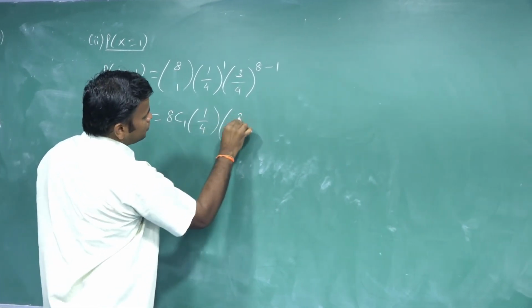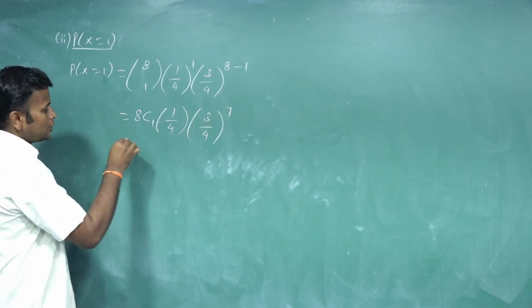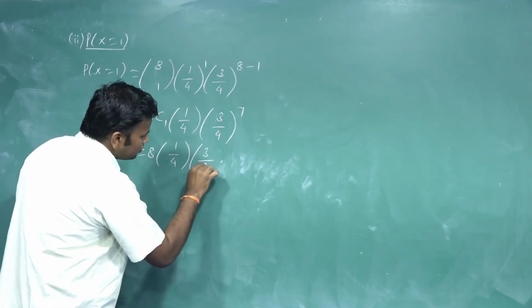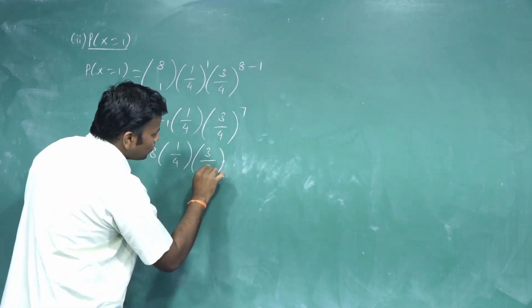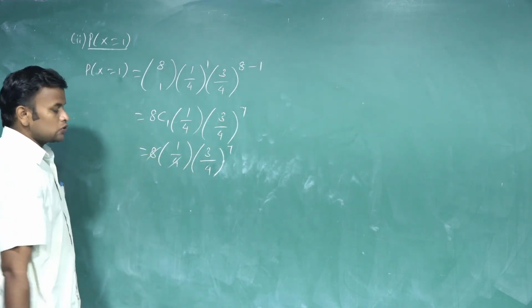Just 1 by 4, 3 by 4 whole power 7. The value of 8C1 is 8 into 1 by 4, 3 by 4 whole power 7. In the second term, there is a chance to cancel.